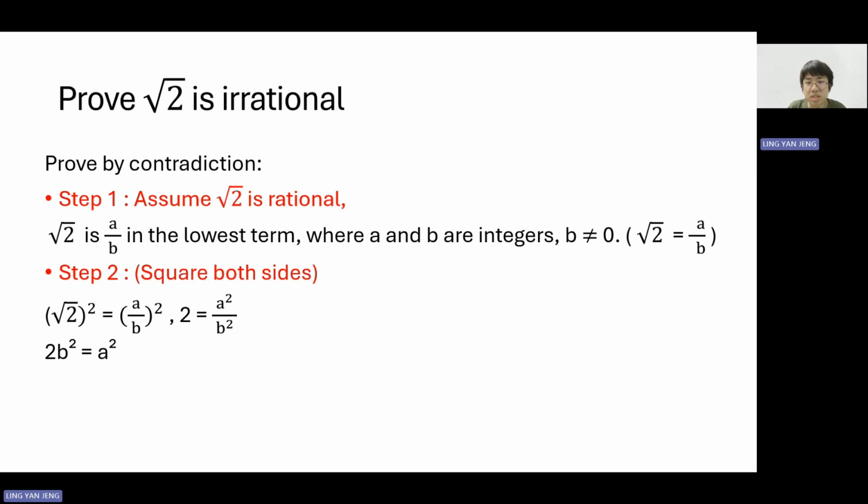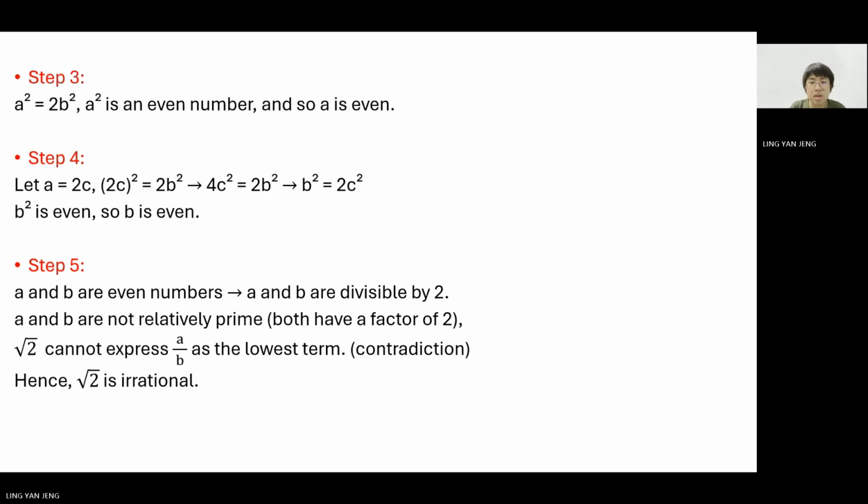So next step, we want to square both sides. The square of square root of 2 equals the square of the entire a over b, and eventually becomes 2b squared equals a squared. So like I said, a squared equals 2b squared. So a squared must be even. And since we just said that if a number after being squared is even, then the number is even, a is an even number.